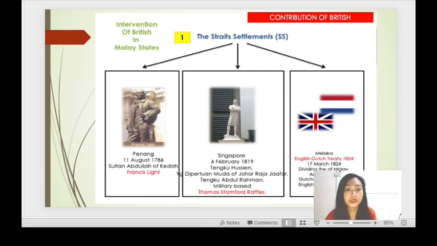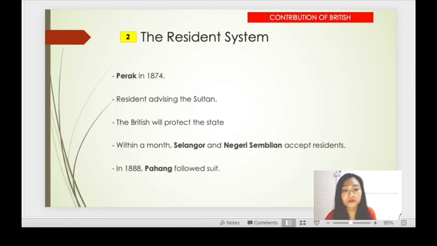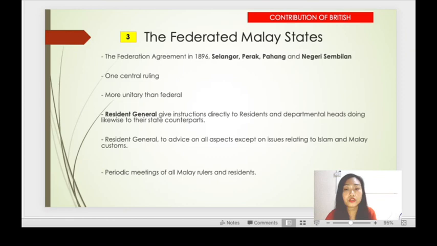The second one just now, the residence system, starts in Perak in 1874, in which the resident will be advising the Sultan in the system, and then the British will protect the state. Within a month, Selangor and Negeri Sembilan accept residence. In 1888, Pahang follows suit. And then the third one just now, the Federated Malay States or Negeri-Negeri Melayu Bersekutu.